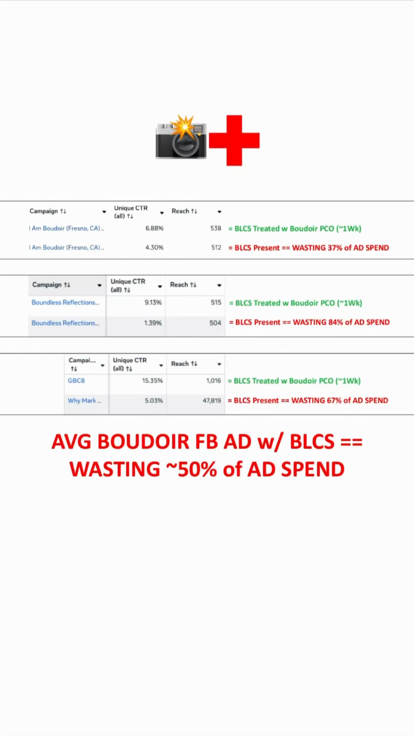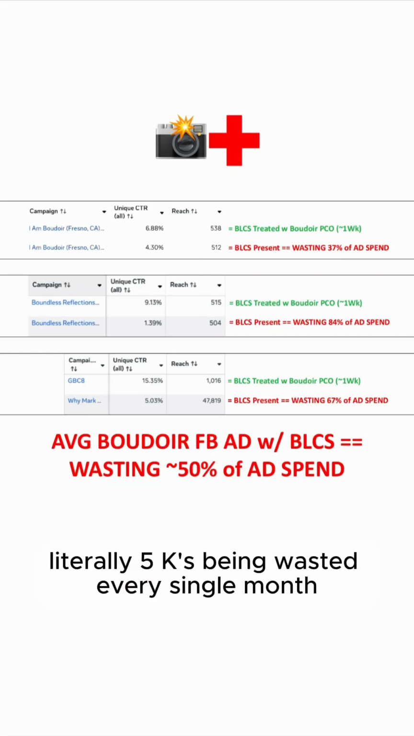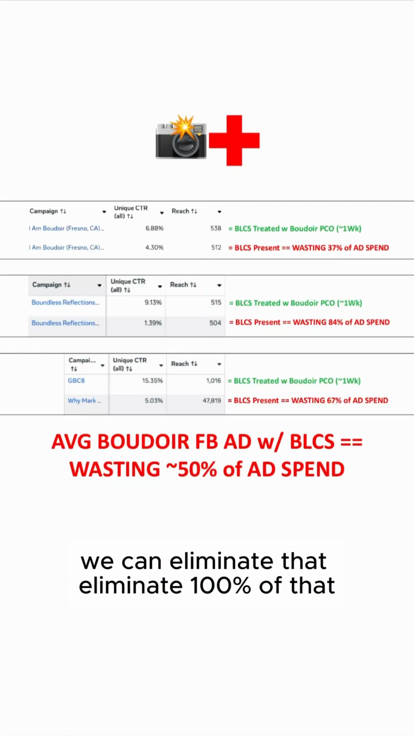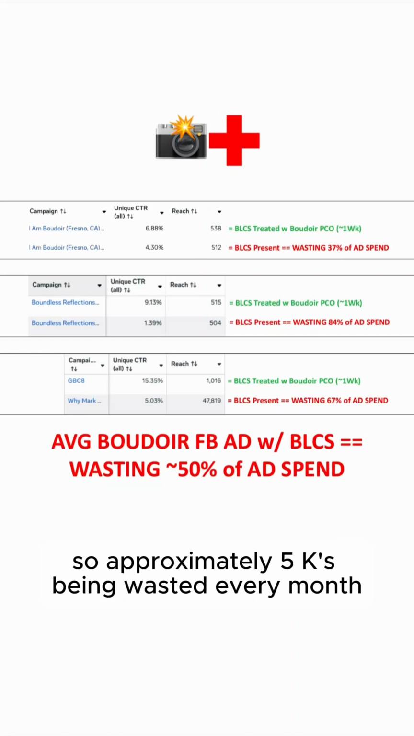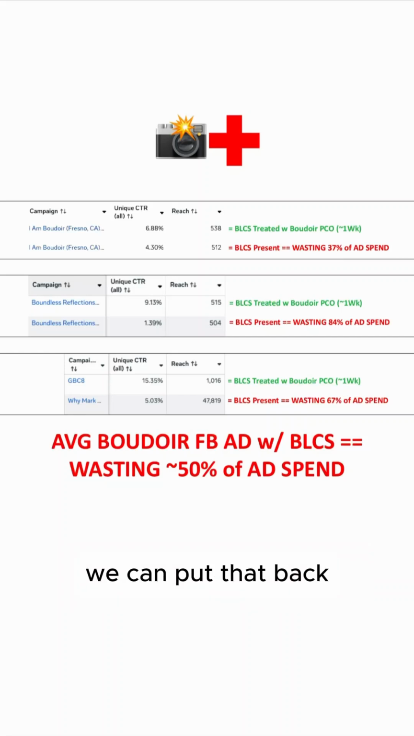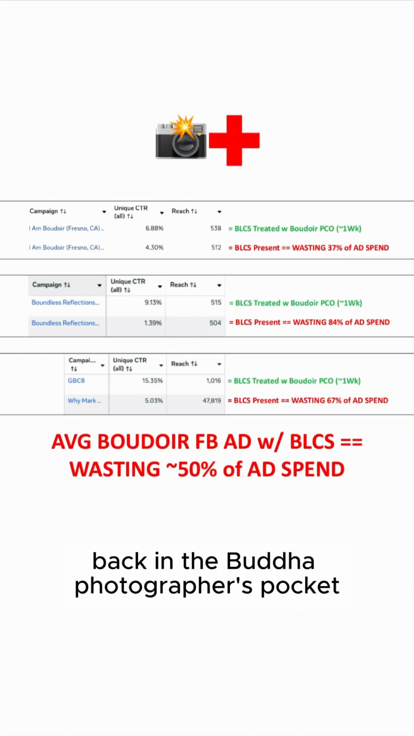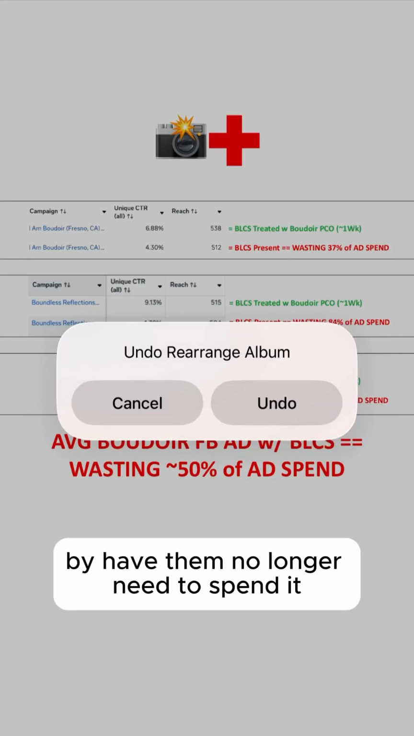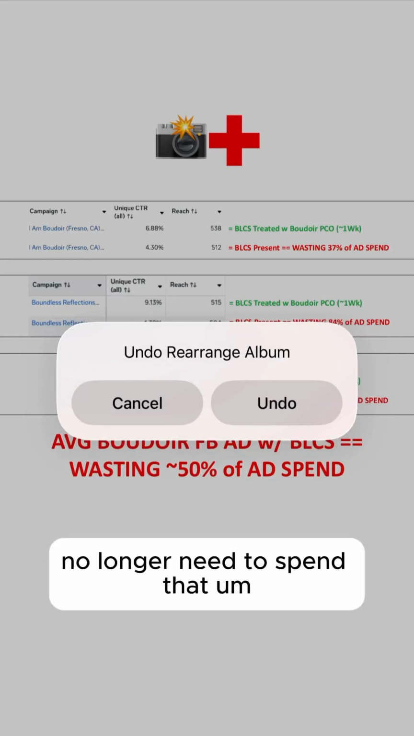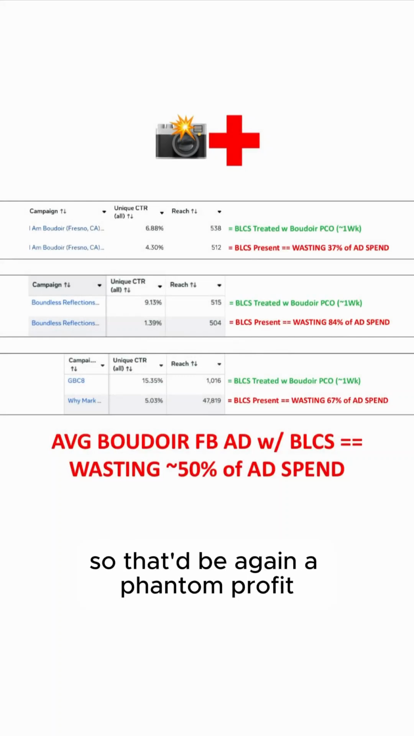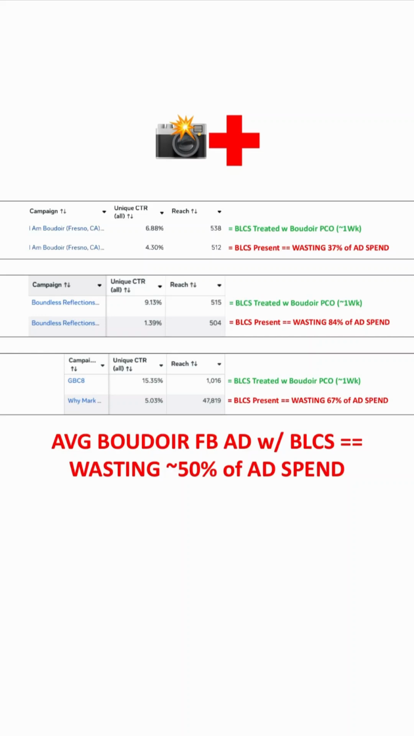then they are literally 5K is being wasted every single month. We can eliminate 100% of that. So approximately 5K is being wasted every month. We can put approximately that amount back in the Boudoir photographer's pocket by having them no longer need to spend it. So it'd be, again, a phantom profit, like a Boudoir Pico profit. And at the end of 12 months, it's like 60K phantom profit, 60K Boudoir Pico profit.